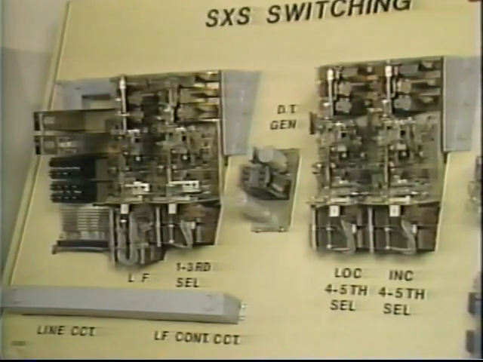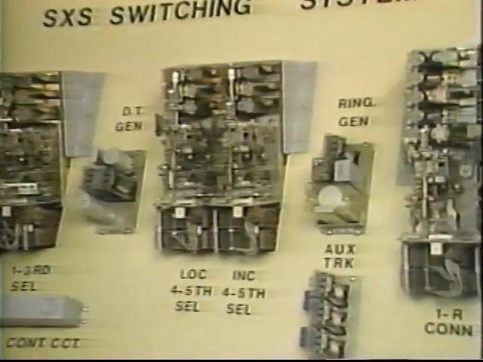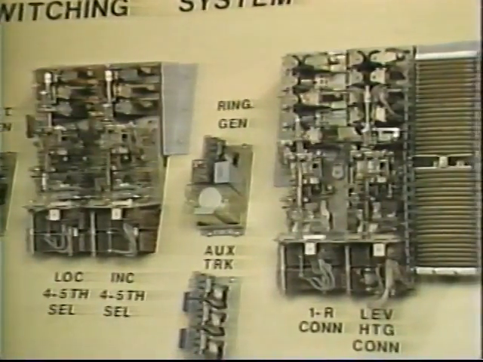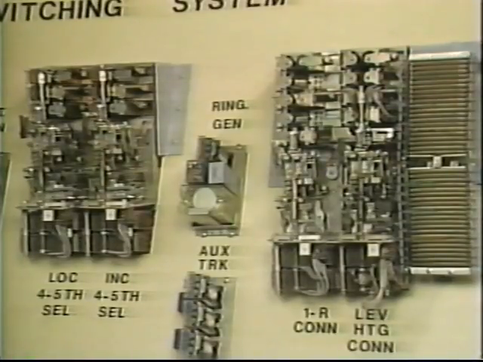Now we'll dial the telephone number 6 7 5 9 9 9 5, and the telephone at the other end should begin ringing. After the call is completed, all of the relays will restore and the switching equipment is available for another call.